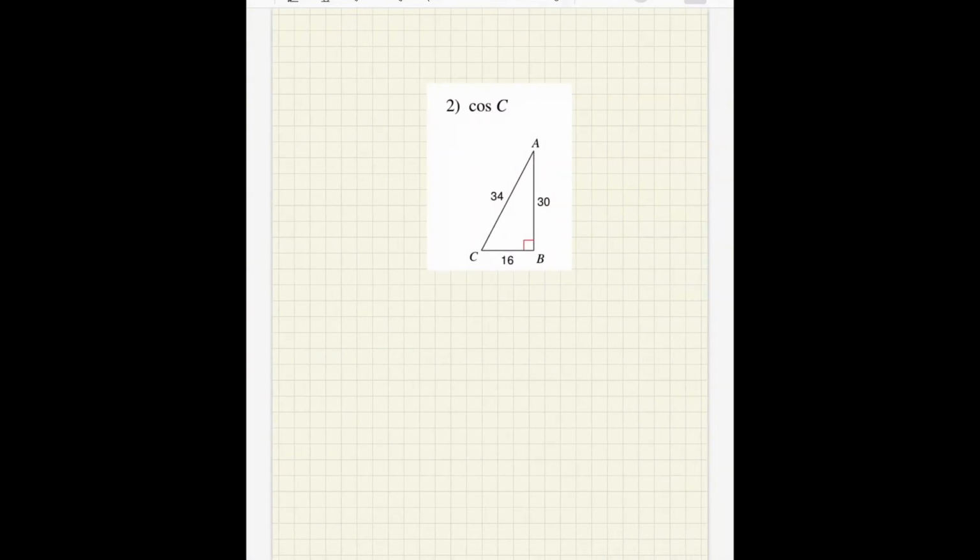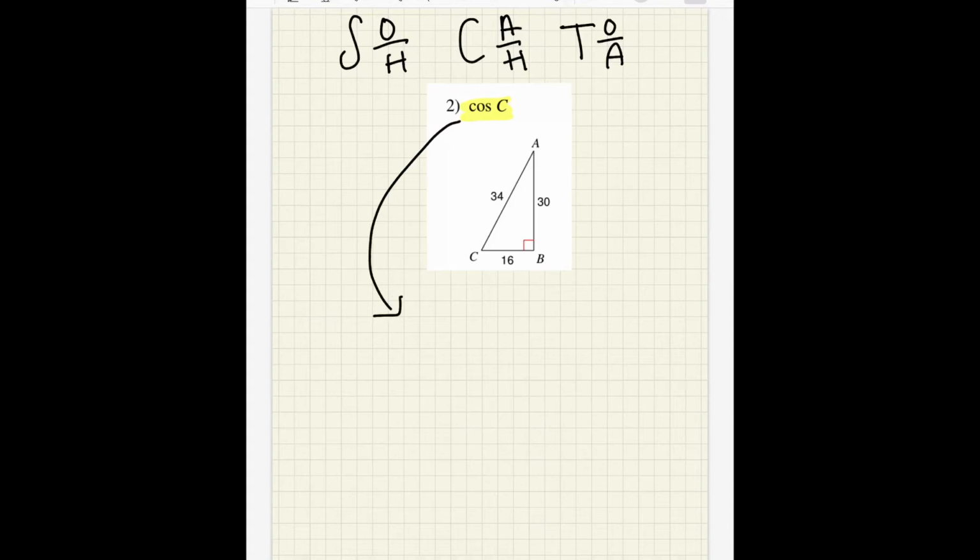Again, the first thing you want to do before you do anything is write down your SOH, your CAH, and your TOA. Okay, this problem is asking you to find out what is the value of the cosine of C. So I'm going to rewrite that down here. They're asking us what is cosine of C equal to? Again, it's going to be equal to one of these three ratios. You just have to identify which one it is.